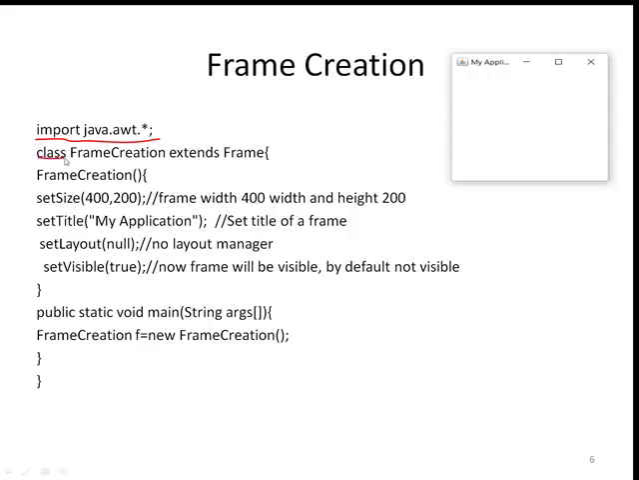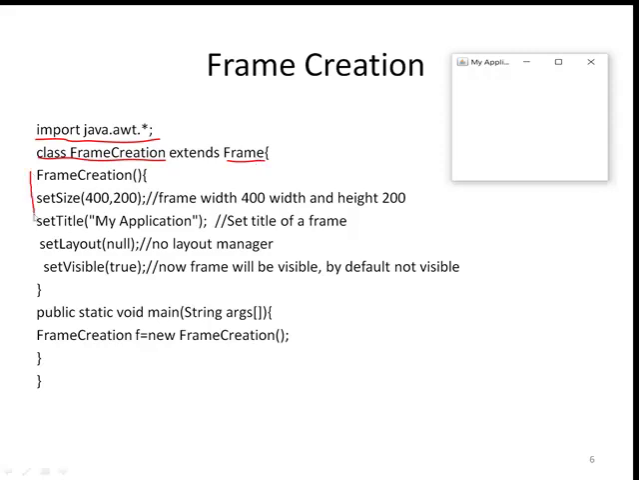And the next line is our class name, FrameCreation, and it is a derived class of Frame. So whenever you want to create a frame, your class must compulsorily be a derived class of the Frame class. So that's the reason I have written the statement as class FrameCreation extends Frame.